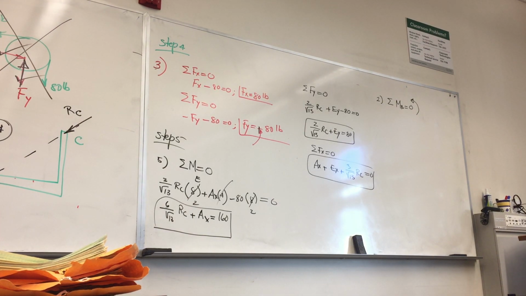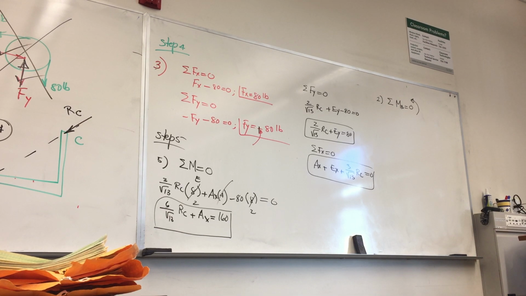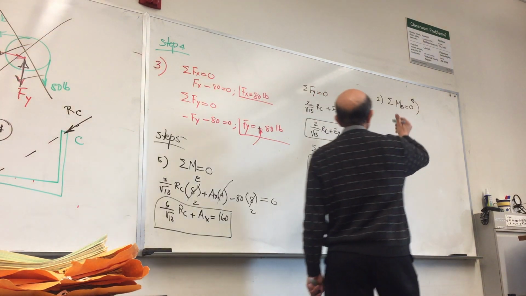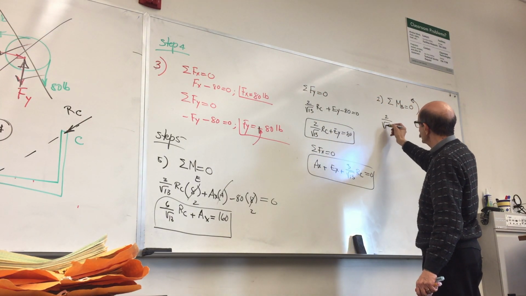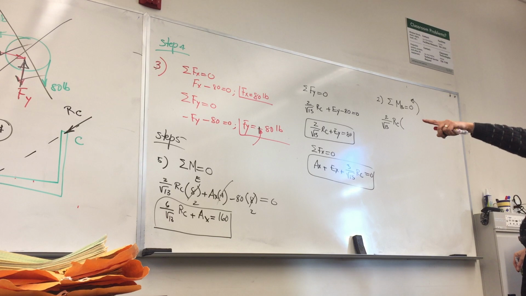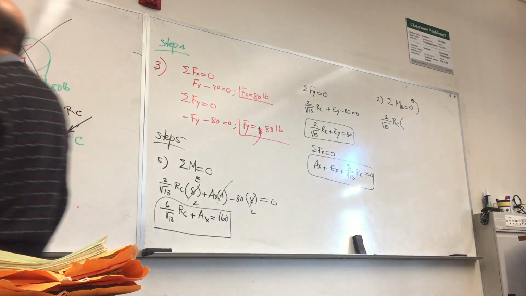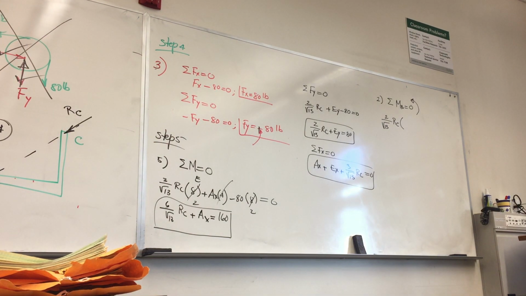This is 2 over square root 13 RC, and this is 3 over square root 13 RC. If I take summation of moments here, as you can see, I end up with only one unknown. And that will be what? 2 over square root 13 RC times the distance, which is, okay, this is 6, right? No, 3.